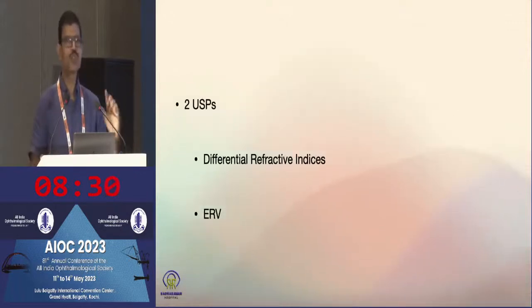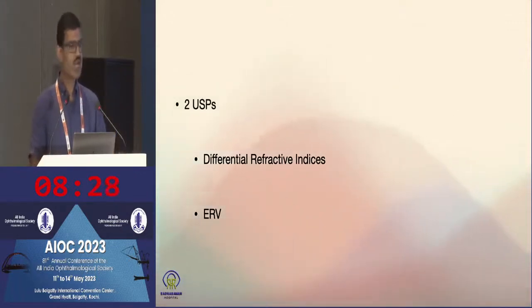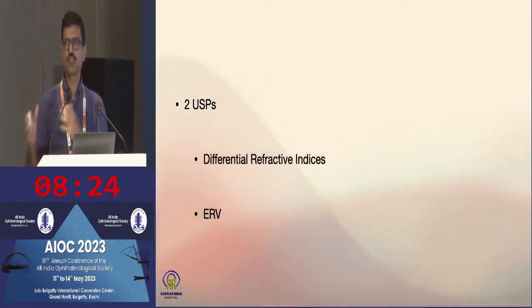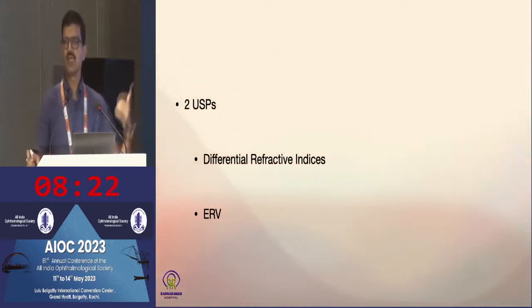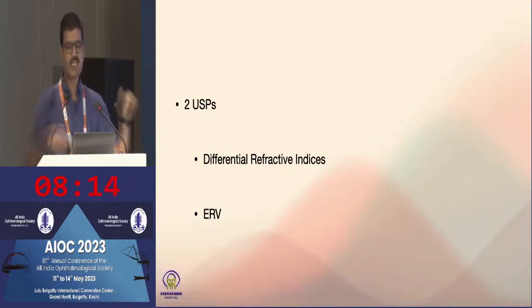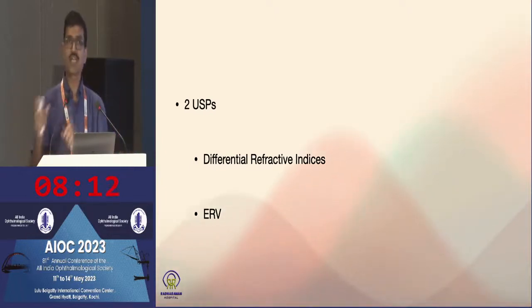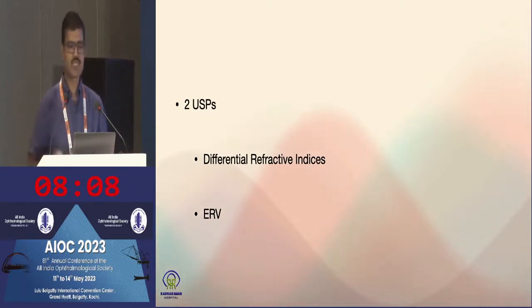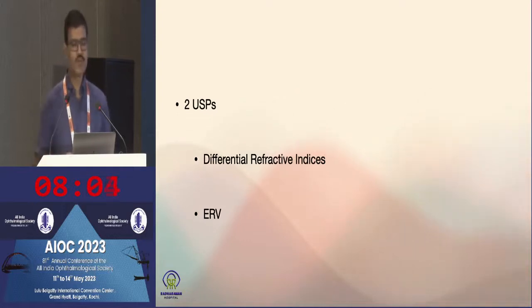This machine has two USPs. One is it takes into account the differential refractive indices of the tissues through which the light ray has to pass. The earlier equipments used to take 1.3375 as one common refractive index for all the tissues in the eye. This takes differential refractive indices. So the axial length changes, however minimal it may be, but it does become clinically significant in some of the eyes. The other thing is extended retinal view, or ERV.